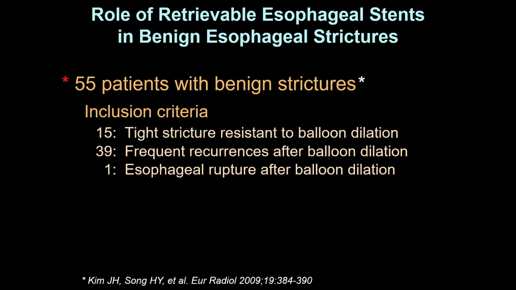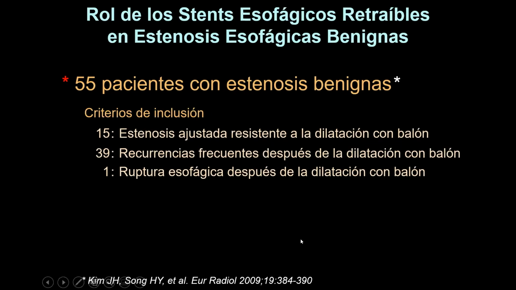In 2009, we reported our experience with retrievable expandable stent in 55 patients with benign strictures. The inclusion criteria were tight stricture resistant to balloon dilation in 15, and frequent recurrences after balloon dilation in 39, and esophageal rupture after balloon dilation in 1.